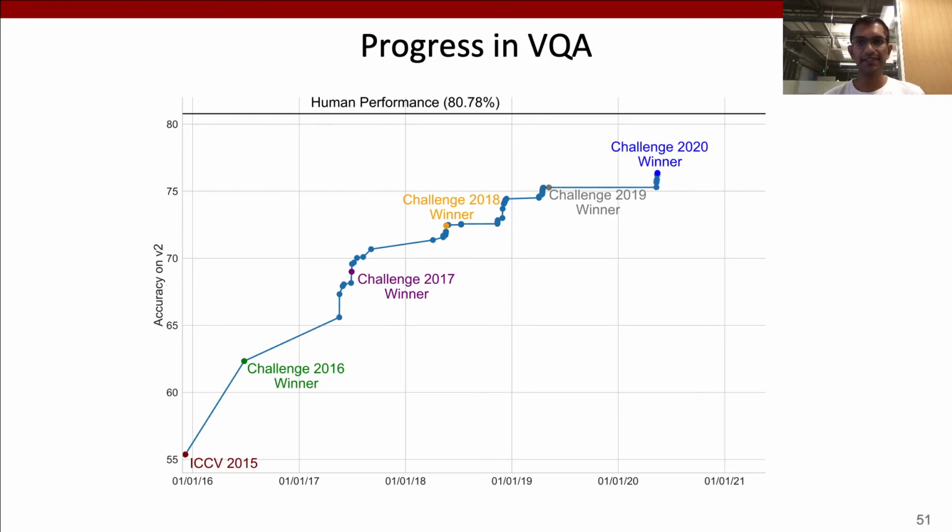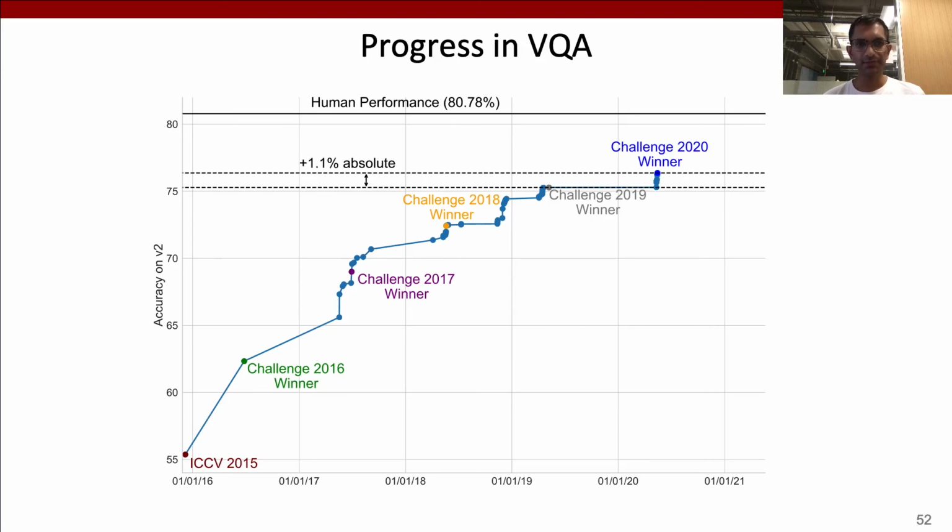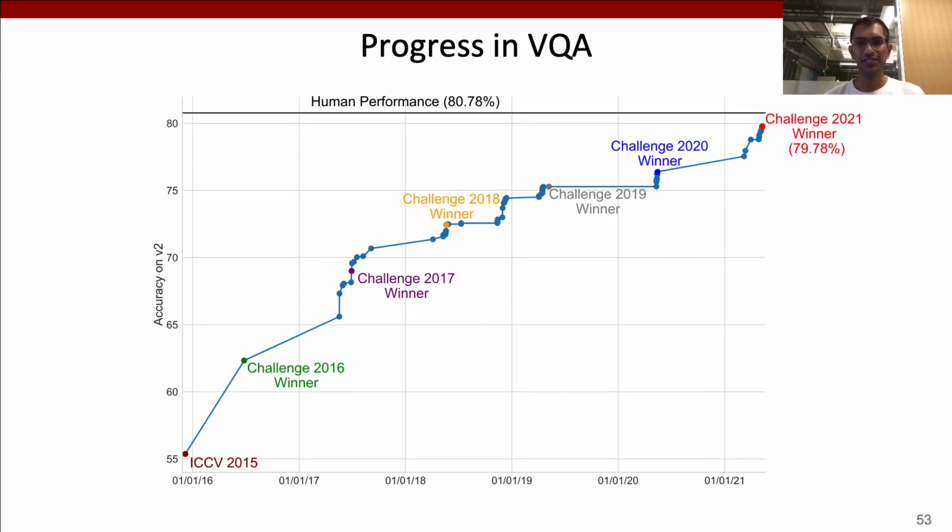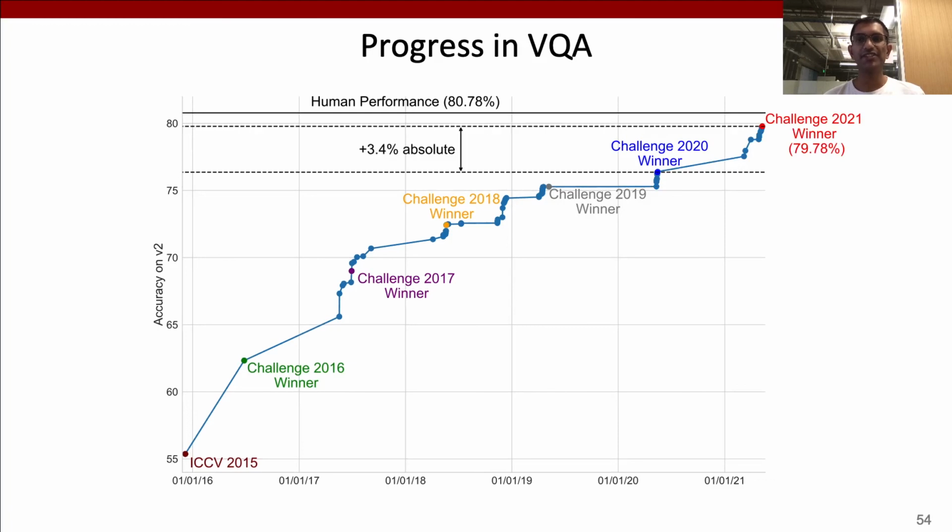And in last year's challenge, the accuracy improved by 1.1%. And finally, during this year's challenge, the accuracy improved by 3.4%, going from 76.36 to 79.78, where the state of the art is right now. The rate of improvement during this year's challenge has been significant, bringing the current VQA models very close to the human performance.